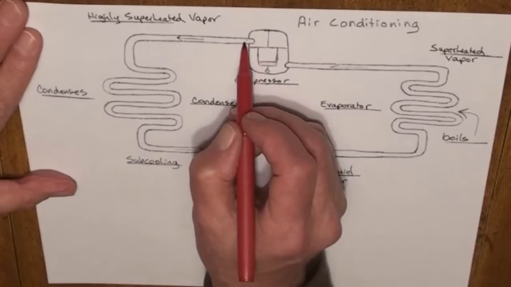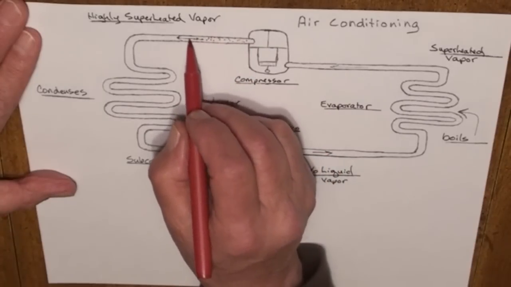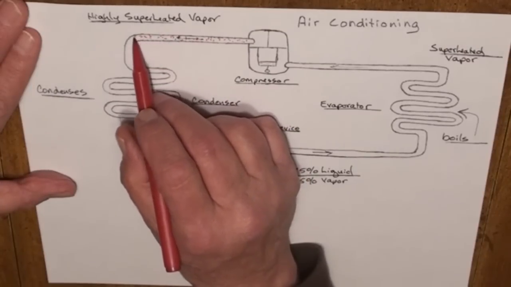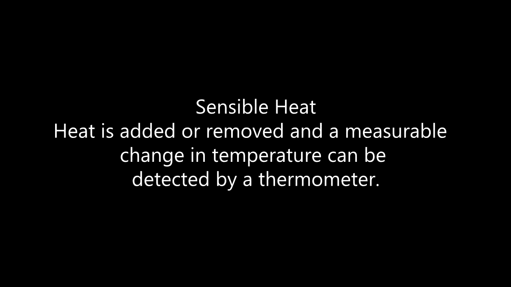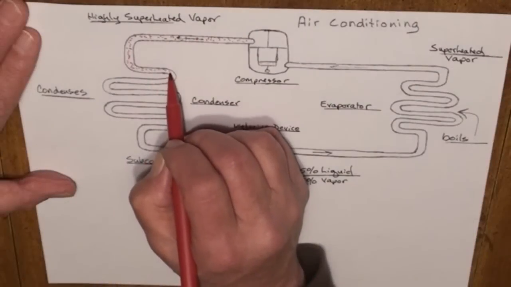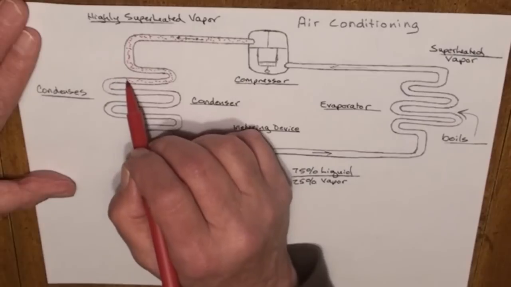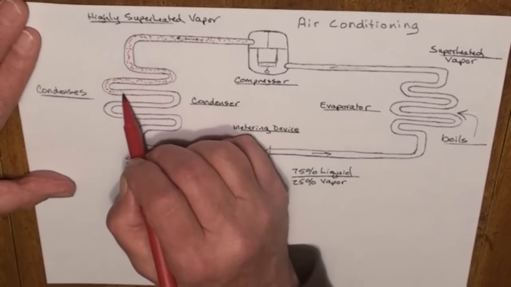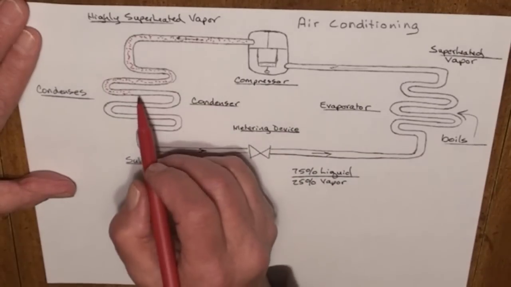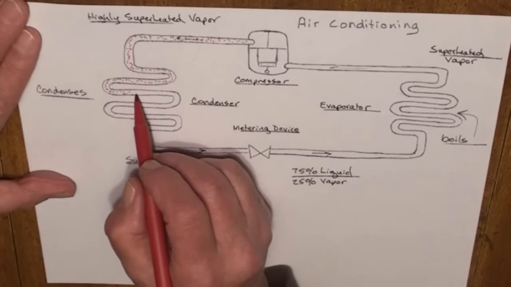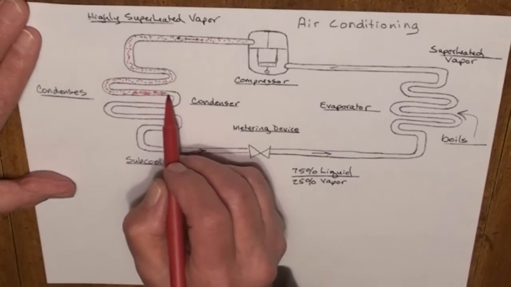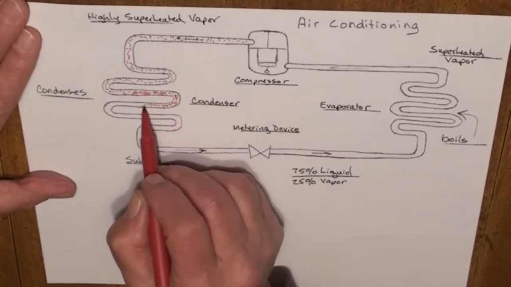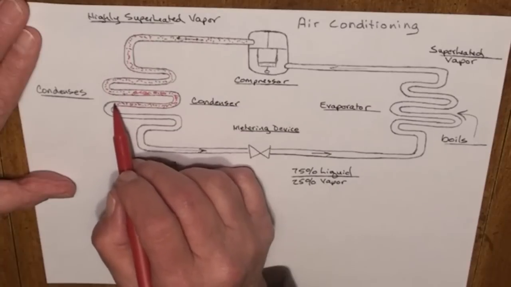Refrigerant leaves the compressor as a highly superheated gas. It immediately begins to reject sensible heat. It enters the condenser and continues to reject heat. It rejects sensible heat, and then about the midpoint in the condenser, some of the refrigerant vapor begins to condense into a liquid. At this point, it is rejecting latent heat.